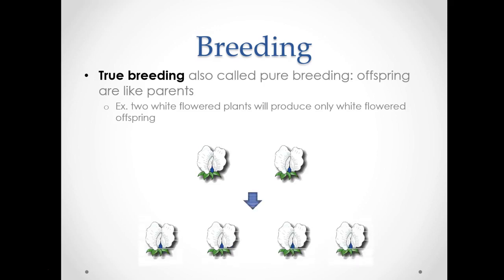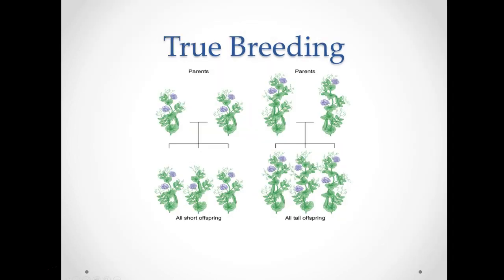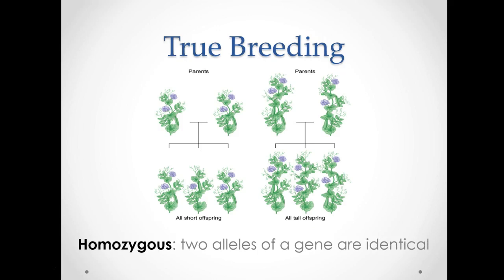That means that they're going to have two of the same allele, right? So in this case, we're creating homozygous individuals, individuals that have two of the same alleles for a trait. So in this case, two white flowered parents will make white flowered offspring. So again, the idea we could use it in any way. We could take two short parents and all of the offspring would be short. We could take two tall parent pea plants and all of the offspring would be tall. Again, the idea here is that we're creating homozygous individuals. So both of your alleles for that trait are identical.